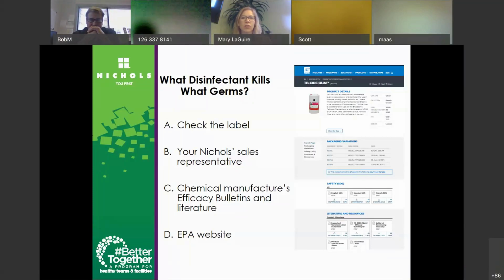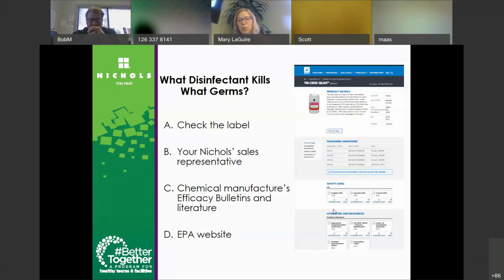they sell these to a lot of other types of facilities like you. So typically we'll have the answer that you're looking for. Another thing you can do is go right to that chemical manufacturer's website. And I have an example here on the right-hand side of the screen. I went to Spartan's website and pulled up TB side quat.